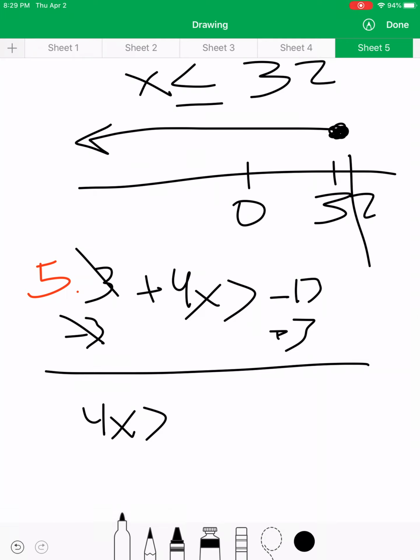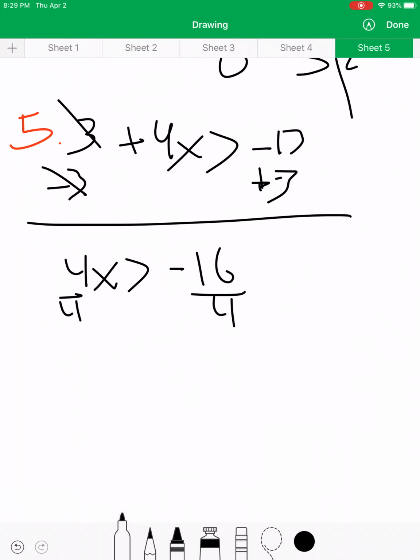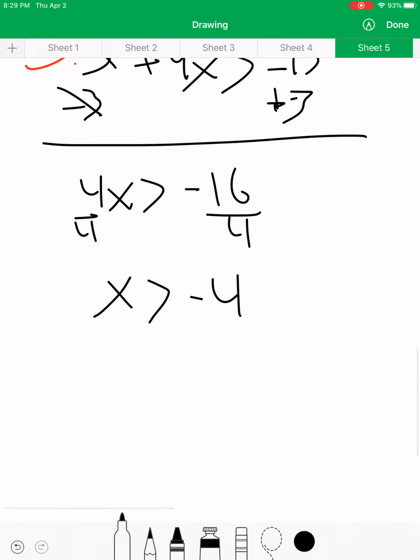Keep, switch, change. So negative 13 plus negative 3 gives me negative 16. Signs are the same. When signs are the same, keep and add it. Okay, divide by 4, divide by 4. Now, some of you would be tempted to switch the direction of the inequality sign though. However, you did not multiply or divide by a negative. You divided into a negative. So the direction of the inequality sign still stays the same.